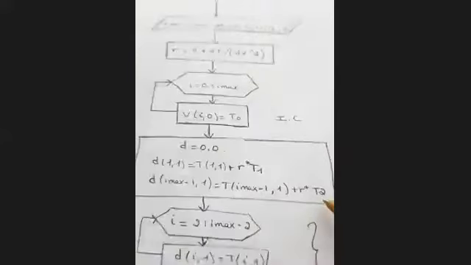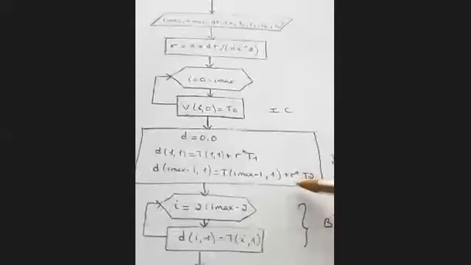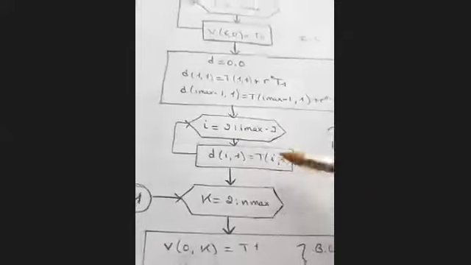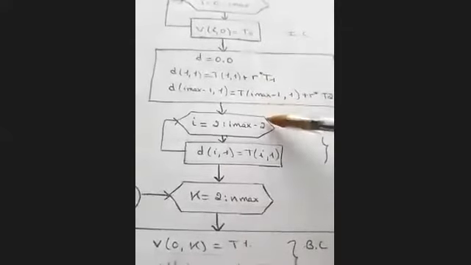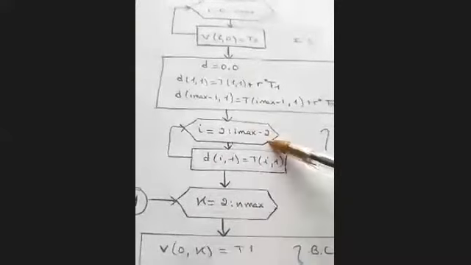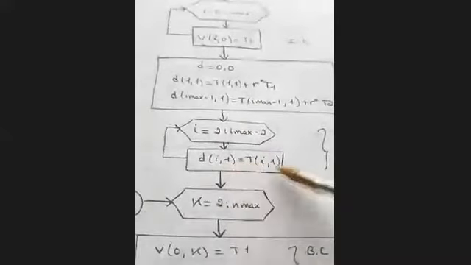rt2 plus rt2. Okay, but that is the first element and the last element of b. Then I need to determine the whole elements of B from 2 to I max minus 2. Then for I equal 2 to I max minus 2, di1 equal ti1. Understood? This is how I got all of B at time t equal 1.